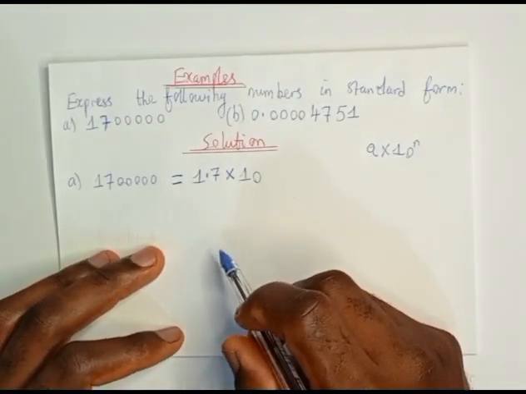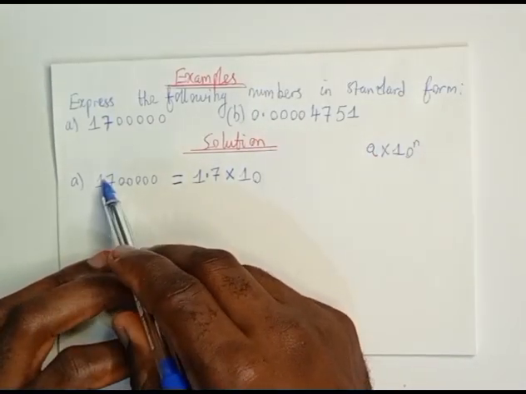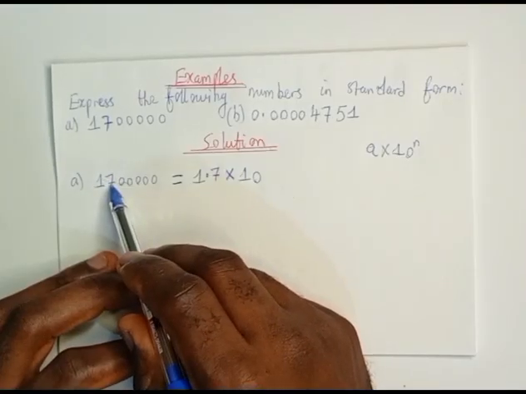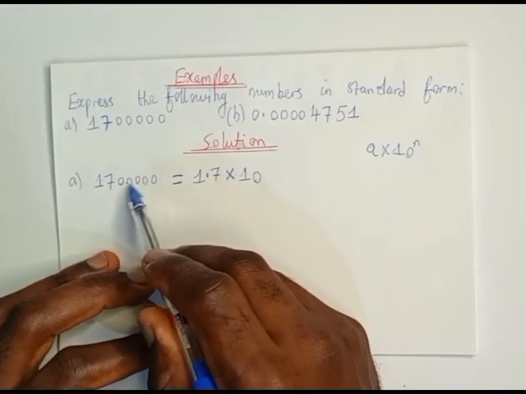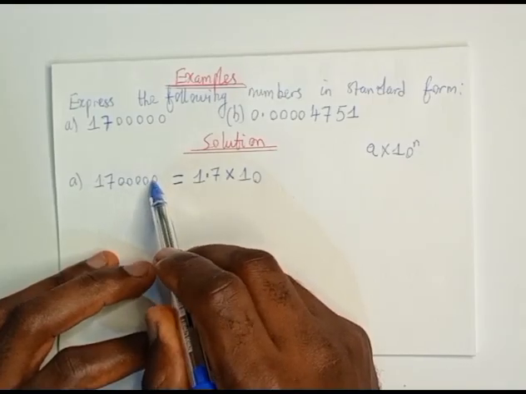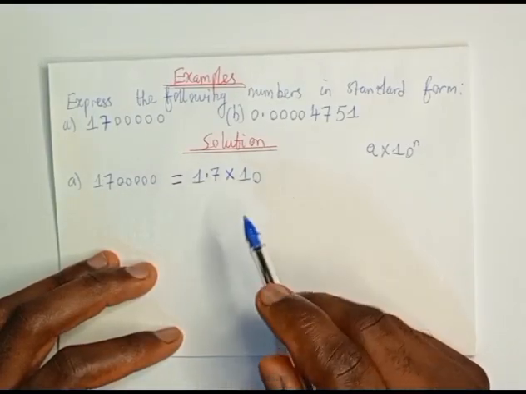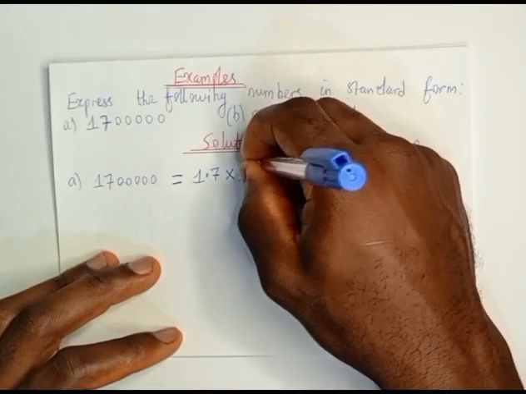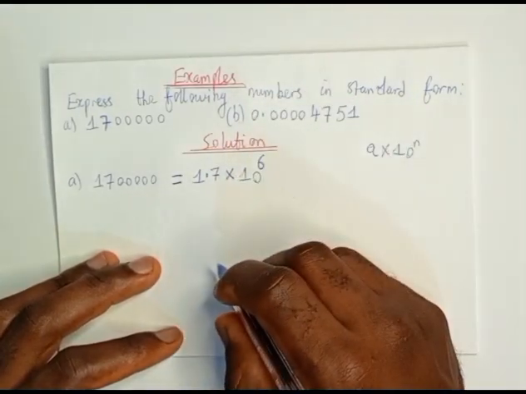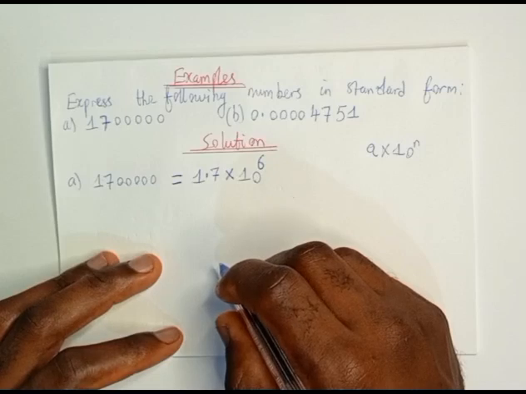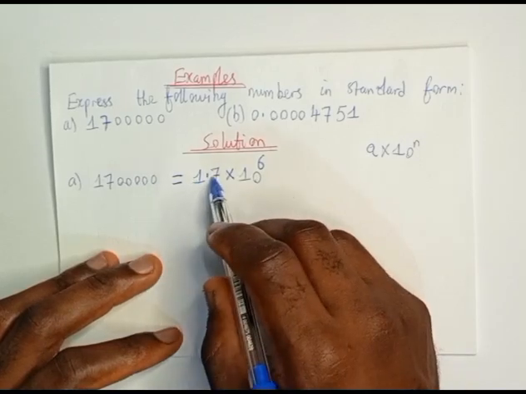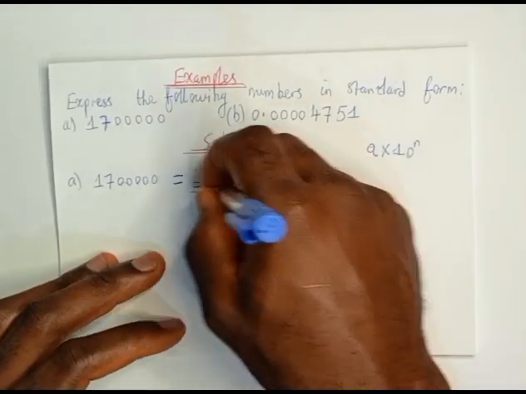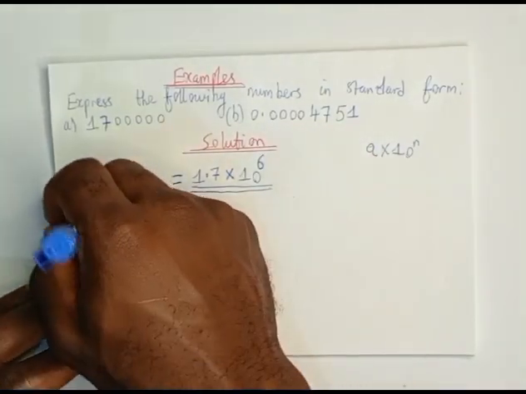Times, then we need the power of 10. We count the number of digits after the fixed decimal point. After the first non-zero digit, we have 7, which is the first one. 1, 2, 3, 4, 5, 6. In this case, we are counting to the right, and counting to the right gives us a positive power, times 10 to the power 6. Therefore, the number 1,700,000 in standard form is simply 1.7 times 10 to the power 6. Underline the answer. We move now to question B.